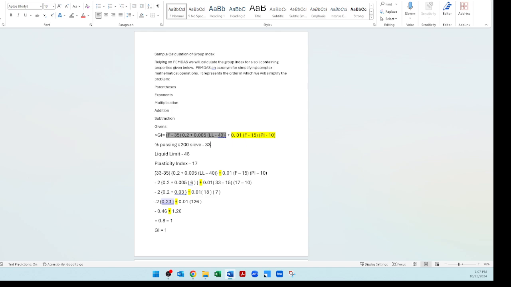The group has an inverse correlation. In other words, the lower the group number, the better the soil. A group index of 15 and above is poor. Not usable for anything really. But when it's 1, it's exactly what you want.